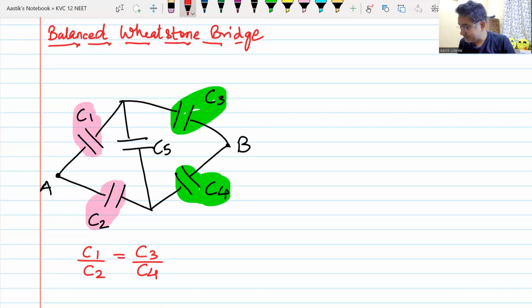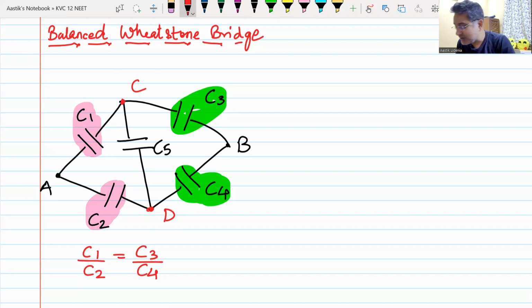If you realize that C1 by C2 is equal to C3 by C4, then this arrangement is known as a balanced Wheatstone bridge. Now, as soon as the arrangement becomes a balanced Wheatstone bridge, what happens, beta? If I call this point C and this point D, the potential of point C and point D becomes the same.